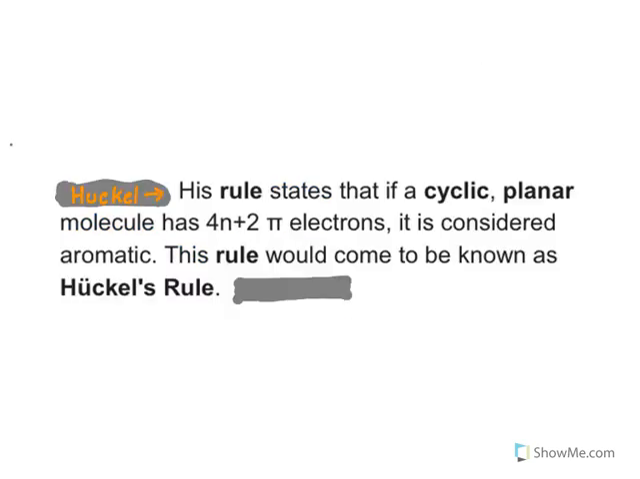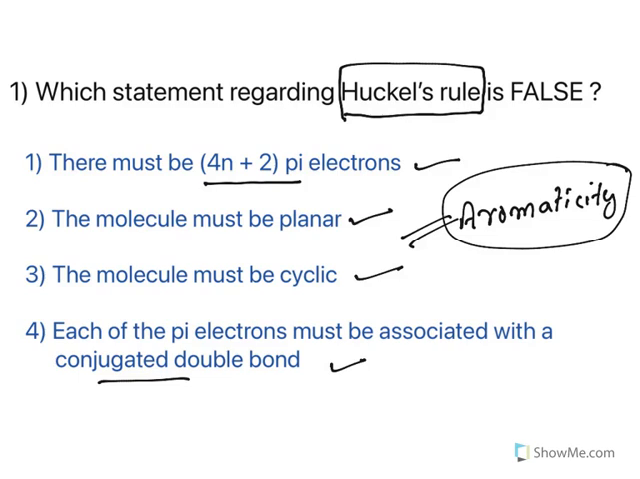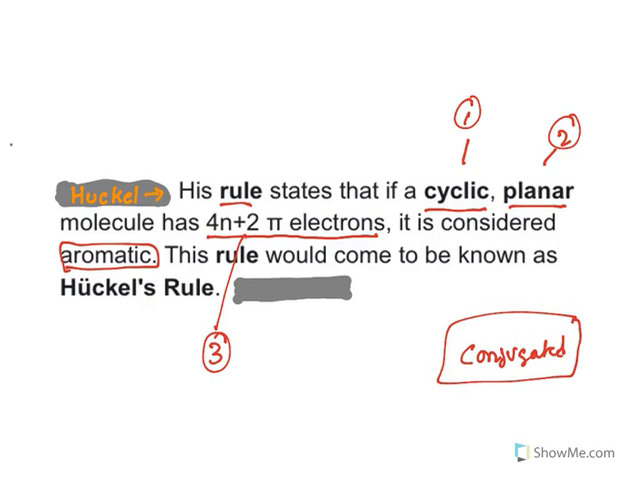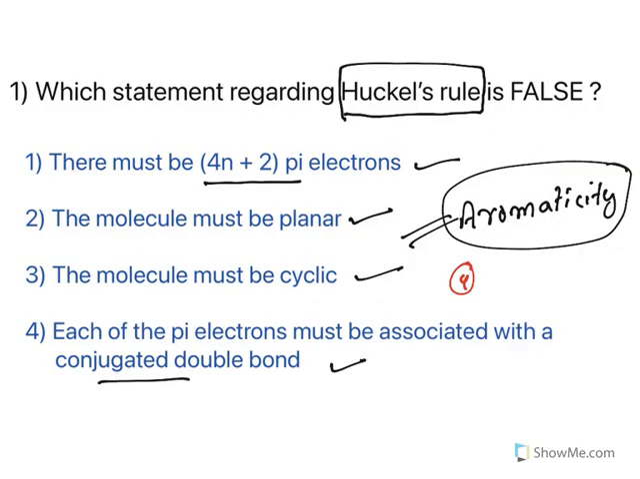Let us see this one. Huckel's rule states that if a cyclic planar molecule has 4n plus 2 pi electrons, it is considered aromatic. In order to be aromatic, there are 4 rules. But to be specific, what Huckel says: 1, it has to be cyclic. 2, it has to be planar. 3, it should have 4n plus 2 pi electrons. Regarding the conjugated double bond, Huckel did not say that. Later on, researchers observed this is also required to be aromatic. So what is the question?